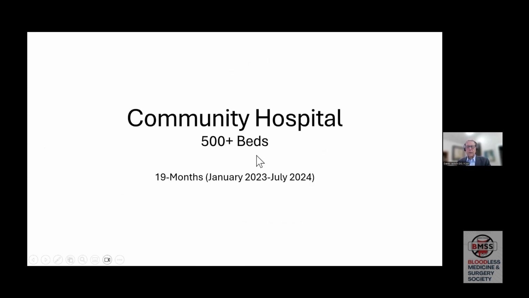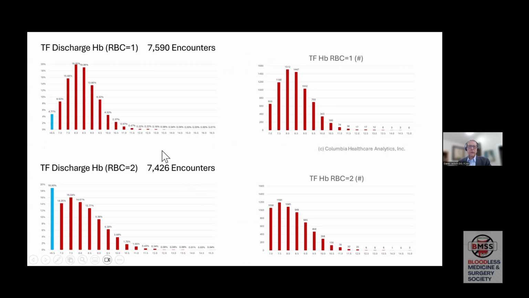So this is another study we just did. This is just 19 months for the most recent study. This is one of the hospitals we have data going back for to 2009, but it's a 500 plus bed hospital, 19-month study. And this is just looking at the transfusion-free discharge hemoglobin for 1 or 2 unit transfusion. You can see they did around 7,500 each, about 15,000 units. And these are the bins for the discharge hemoglobin, say from 7.1 to 7.5, 7.6 to 8, et cetera.